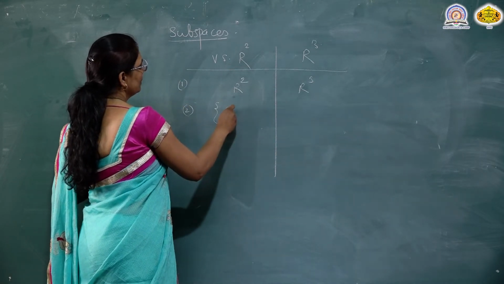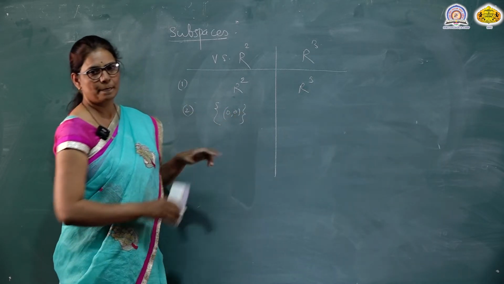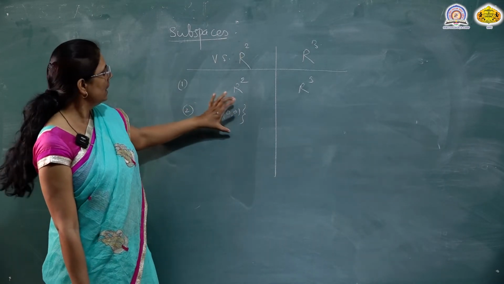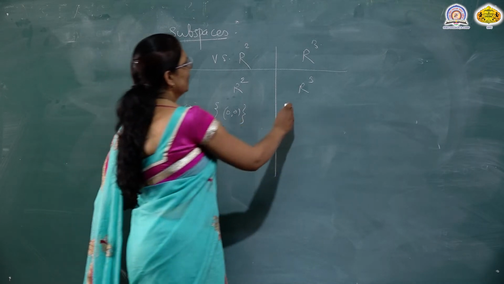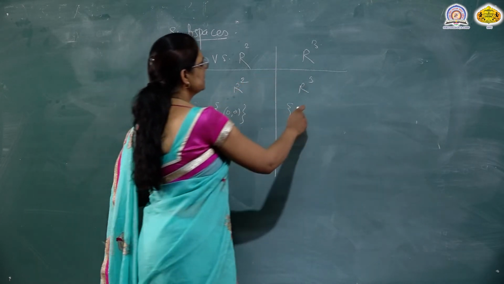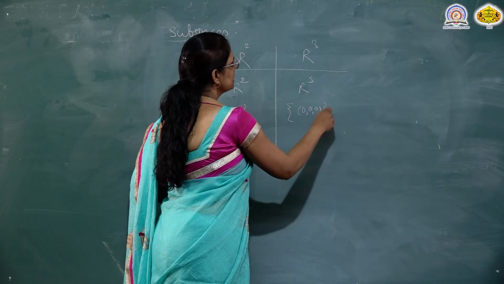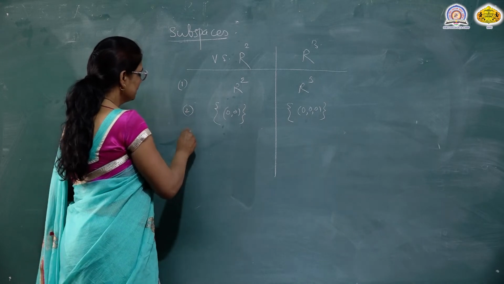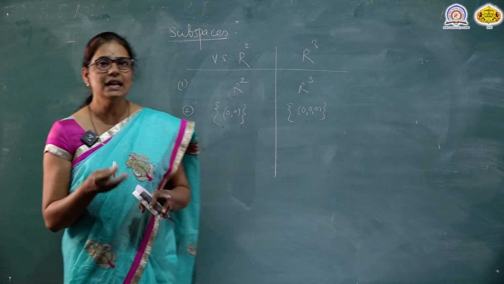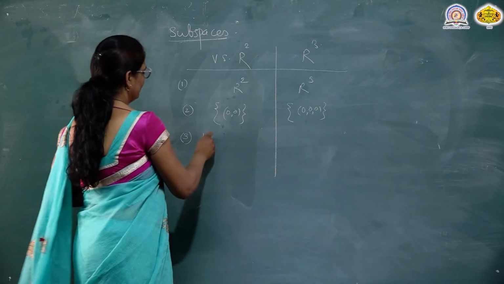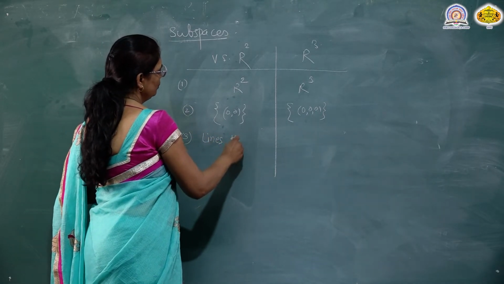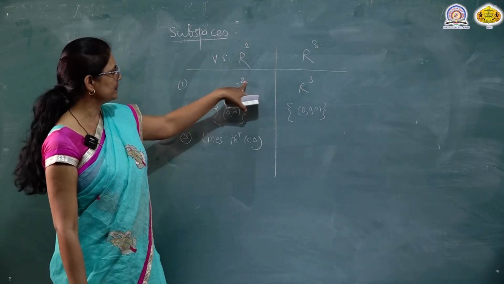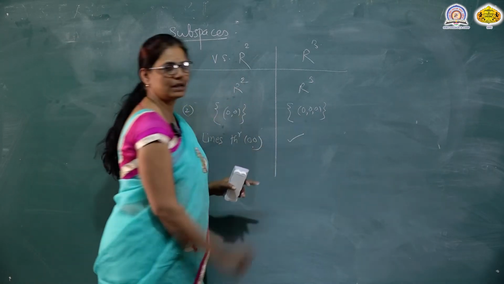Next, the zero vector space. Here 0 bar of R2 is nothing but the ordered pair 0, 0. It is the zero subspace of R2, and the zero subspace of R3 is the set containing the triplet only, 0, 0, 0. Next subspaces are any line passing through origin. Lines through origin. Any line passing through origin is a subspace of R2, similarly for R3 also.